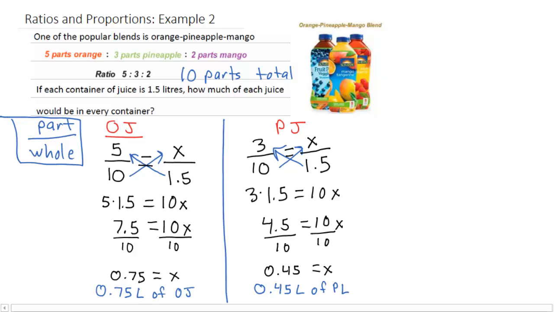We could continue following this same pattern to go through and calculate the mango juice. But is there a better way?